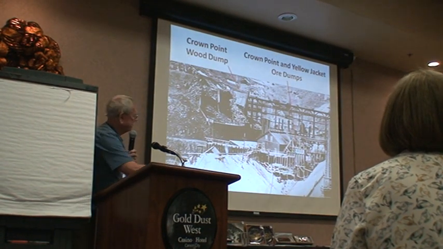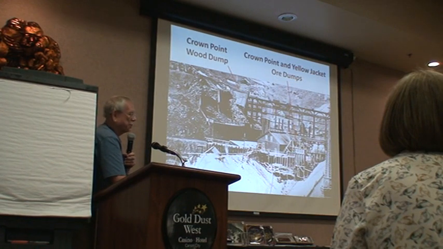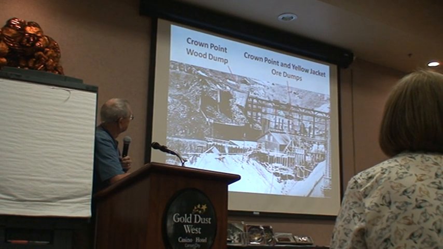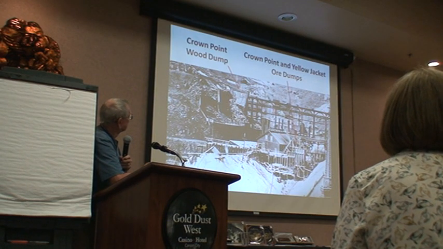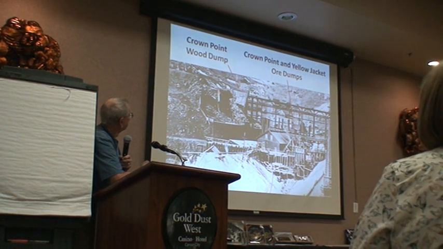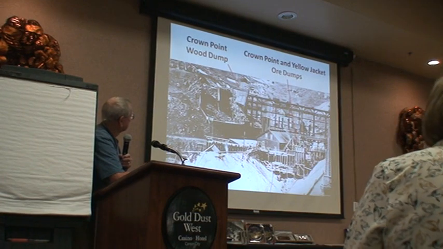Later on, this is an 1876 picture, when the Crown Point was consuming huge amounts of wood. They had to increase the size of that wood dump, and you can see they could have unloaded 3 cars up here at the same time. Here's a remnant of that early chute.